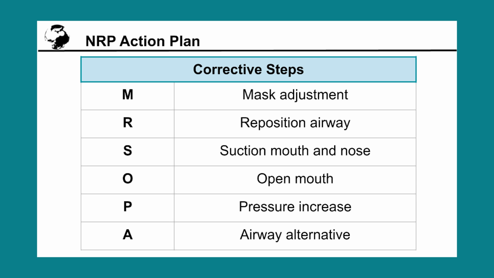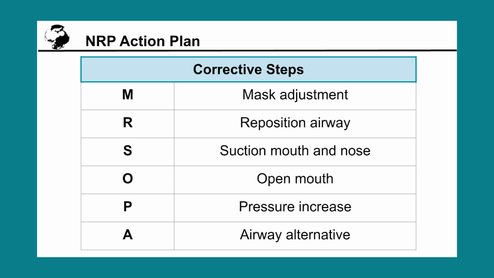The R stands for reposition airway. Place the baby in sniffing position. Make sure the baby's chin is not pressed into their chest and that their neck is not overextended. The S stands for suction. Ensure the baby's mouth and nose are clear of secretions or obstructions. The baby may need to be deep suctioned.